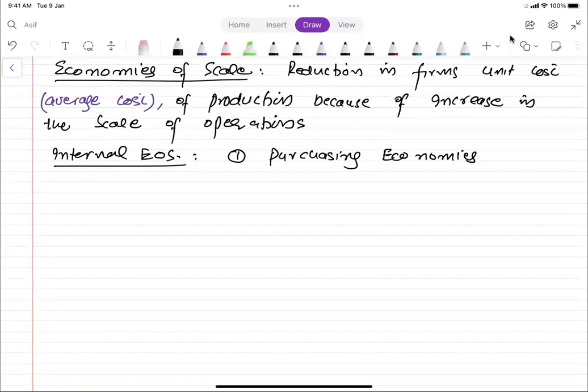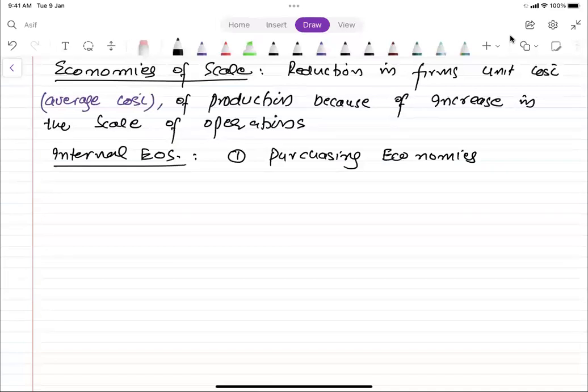Whenever a business is larger, it has a greater scale of operation, so there is a possibility for the business to buy in bulk. And whenever we buy in bulk, we get bulk buying discounts on the larger orders. For example, if you go to a shop and buy just one Coca-Cola, you will pay the retail price. But if you order 100 bottles of Coca-Cola, you will get some discount, and if you order 1,000 bottles, you will get more discount. This discount that reduces the average cost of your purchase is called purchasing economies of scale.